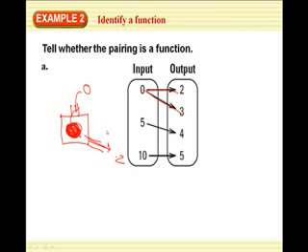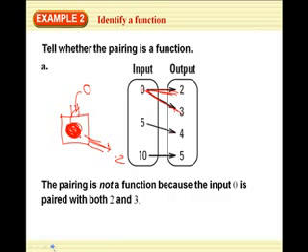So on A, we would say in this case that this is not a function because 0 cannot have 2 different outputs. 5 going to 4, that's fine. 10 can become a 5, that's fine. But you can't have 0 be 2 different numbers. So that would be not a function. Okay, and there's their explanation.